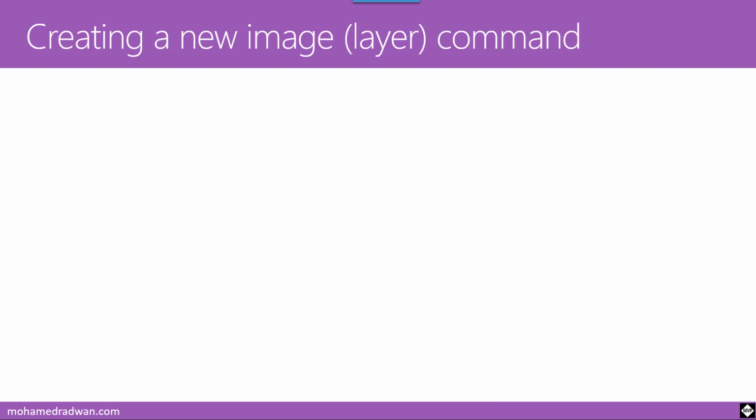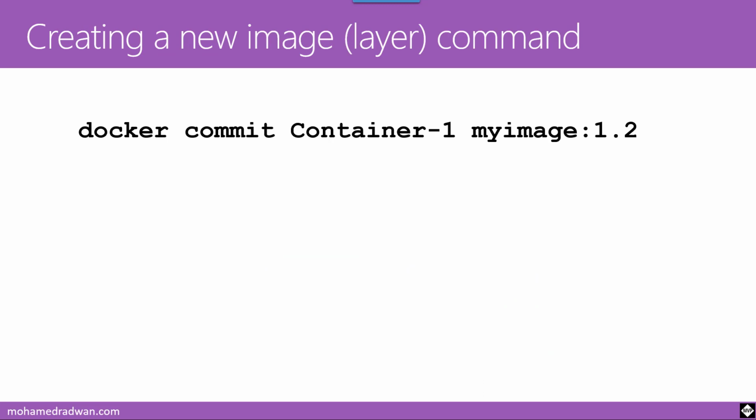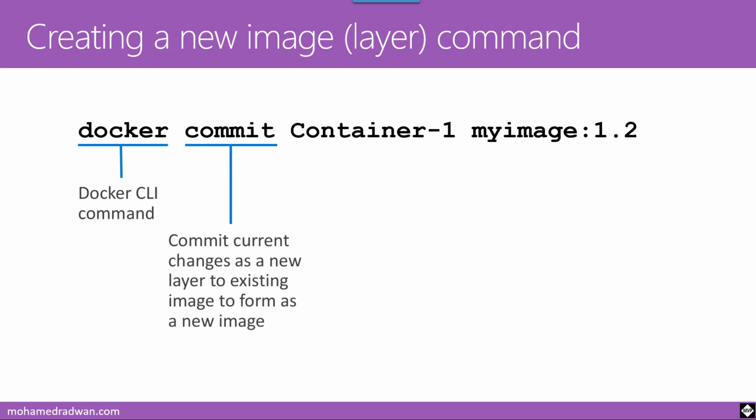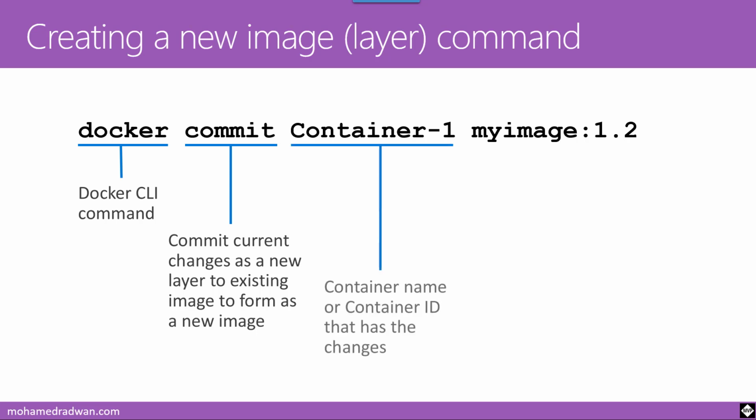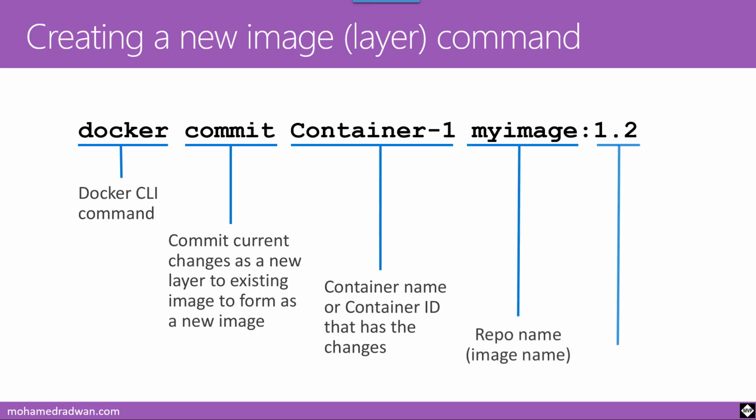For creating a new image, if I execute this command, this is the CLI, commit will commit the current changes or state in a new layer to the existing image to form a new image. So I will have a new image, which is actually just a new layer that references the previous image. And this will be the name of the container, this will be the repo or my image name, and this is the tag, either name or number.